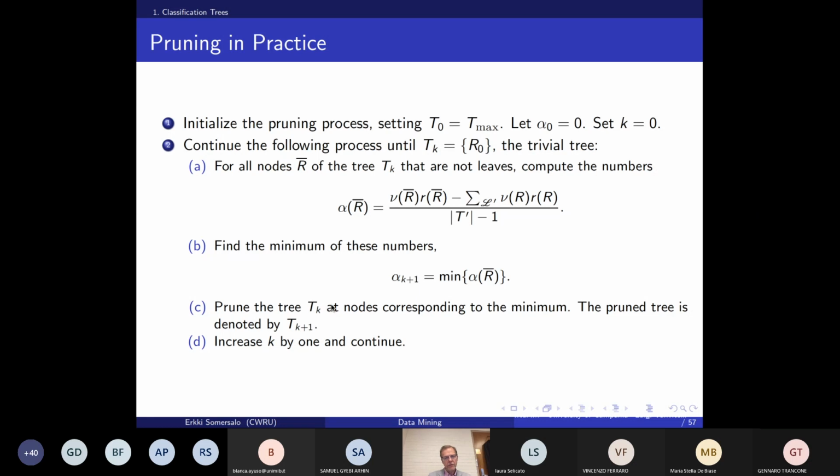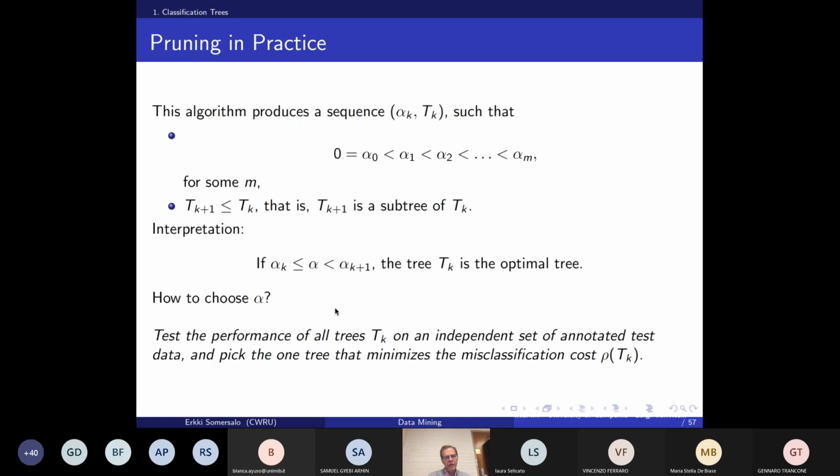So I'm not sure if I explained this well, but I believe that it is better if I go through an example so that you see exactly what we do. So here is the algorithm. The algorithm produces a sequence alpha k, tk, so that I have these values alpha 0, alpha 1, alpha 2, etc., alpha m for some m. I don't know what this m is, but there's a finite sequence of these. And so what I have is that this tk plus 1 is always a subtree of the previous tree.